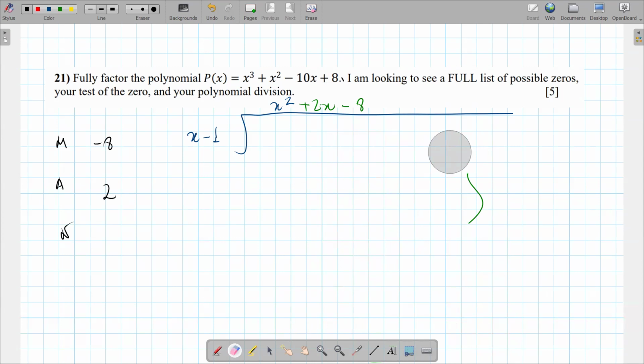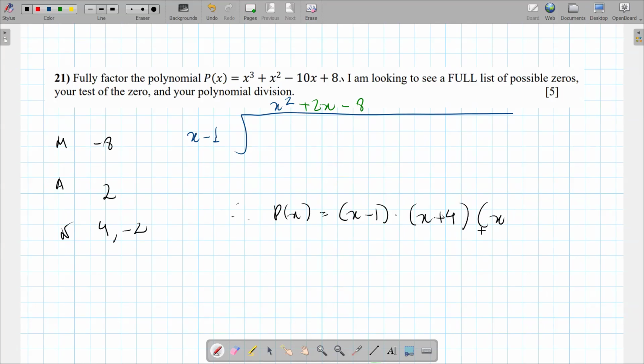Negative 4 or positive 4 and negative 2? Yeah, yeah. So therefore, P of x is going to be your divisor x minus 1 times this thing factored out. So that's x plus 4. Sorry, that's x minus 4. Would it be x plus 4 or x minus 4 in here? Plus 4 and x minus 2. And that's it. Not that difficult.